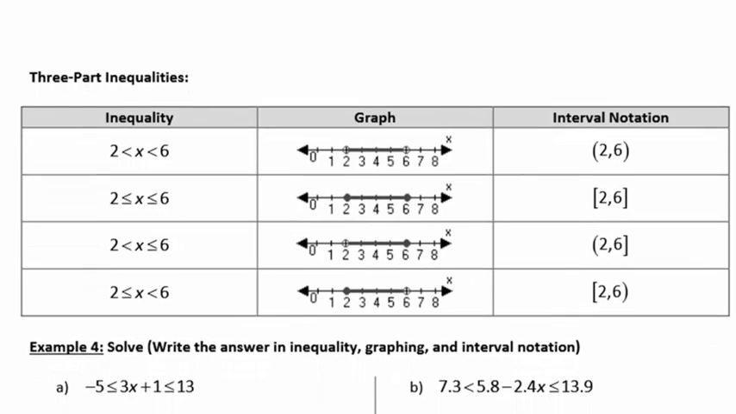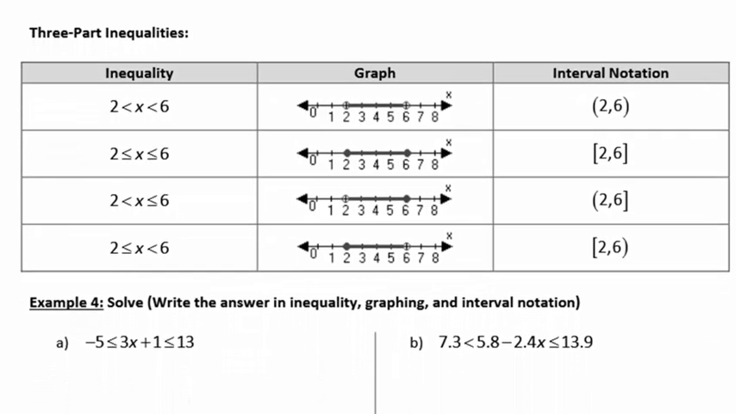Some inequalities are three-part inequalities. Instead of x being larger than a number, it might be in between two numbers. On the graph, that would show up as being in between two numbers with open circles or closed circles, or it could be one open and one closed, depending on if I have equal bars on just one side or the other.